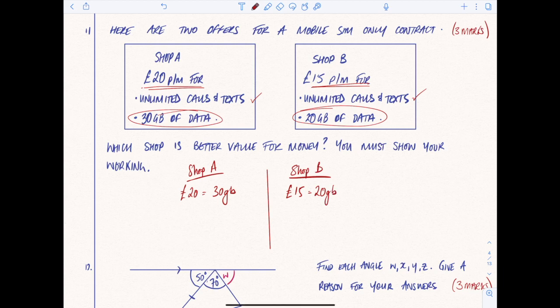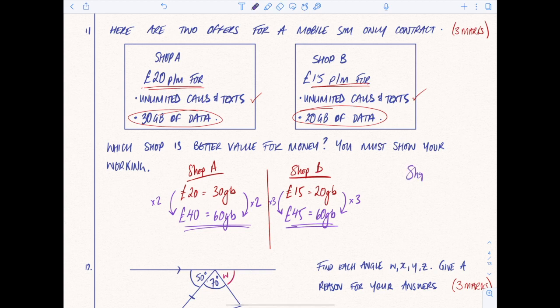So I need to make something the same. First of all, I'm going to turn this to 60 gigabytes, so I'm going to times that by 2, and then times that by 2 as well. So for £40 a month, if I was to use Shop A, I'd end up with 60 gigabytes. And I can times this one by 3 to make that 60 gigabytes. If I times that by 3, I then have to times that by 3, which means I get £45. So when I make the gigabytes the same, Shop A is actually cheaper than Shop B. So Shop A would be my cheaper option.